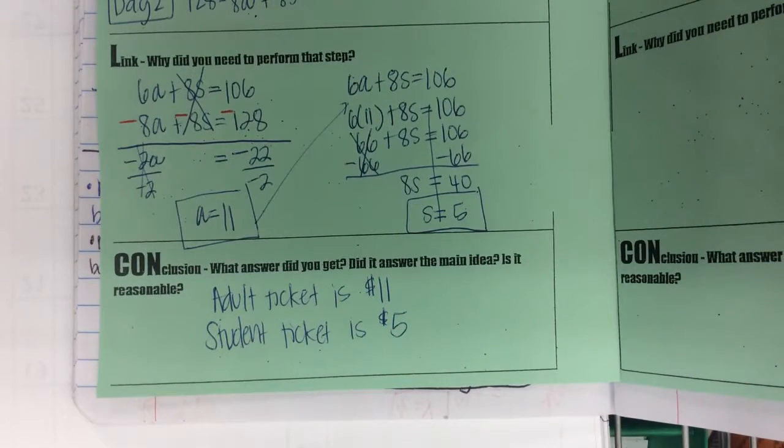Does that make sense? I mean, yeah. Adult tickets are usually more expensive than student tickets. And, you know, we didn't get an adult ticket is $400. So, I mean, that makes sense.